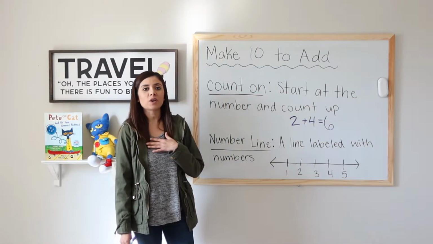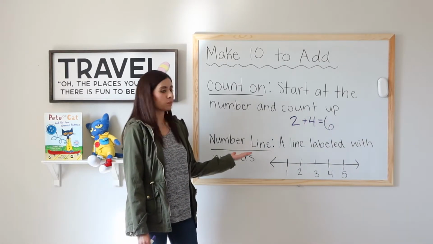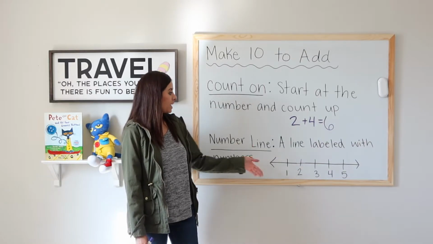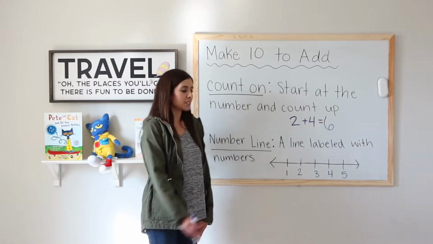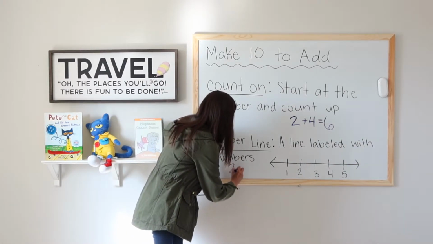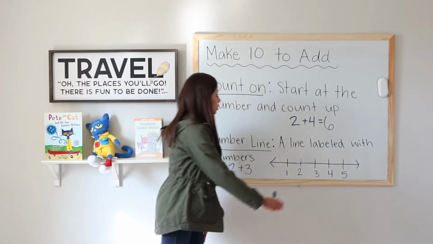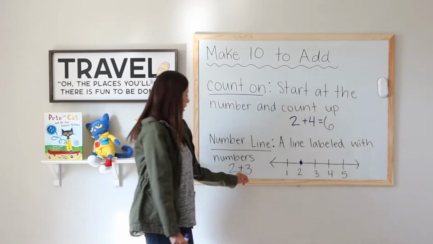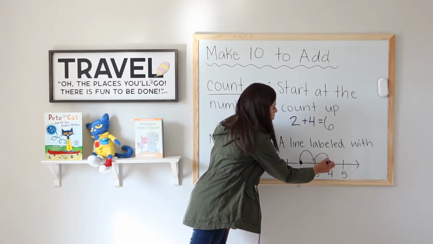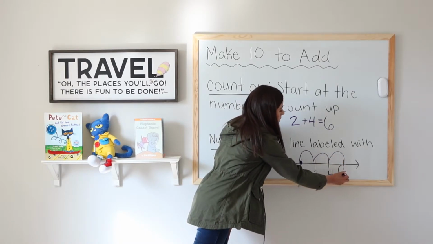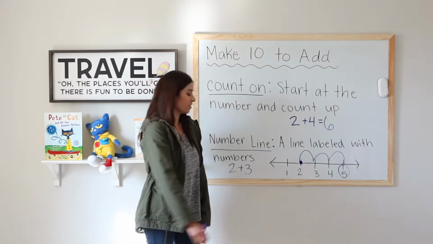As I've mentioned before, I like to count up with my fist, but some people like to count up using a number line. A number line is a line labeled with numbers. Here is a number line. So let's say that I have 2 plus 3. Okay, I would start at 2 and jump up 3. 1, 2, 3. Where did I land? 5. 2 plus 3 equals 5.